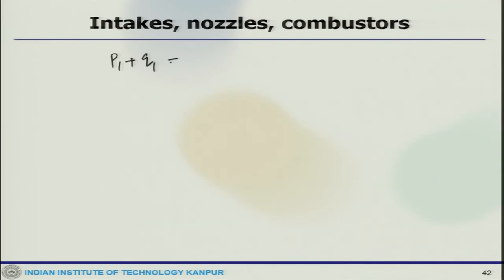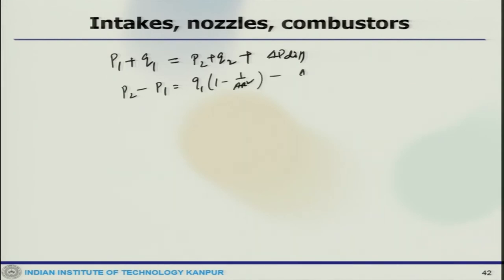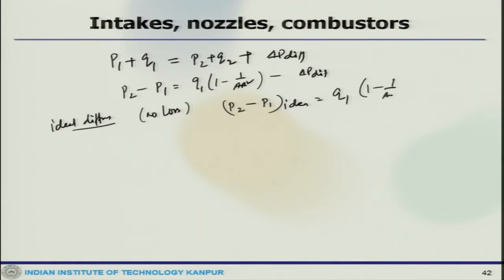We can write q1 (p1 plus q2) plus delta p diffuser, where p2 minus p1 equals q1 (1 minus 1 by area ratio square) minus delta p diffuser. Now in an ideal diffuser, there are no losses. So we can write (p2 minus p1) ideal equals q1 (1 minus 1 by area ratio square). So Cp ideal, (p2 minus p1) ideal by q1, is 1 minus 1 by area ratio square.